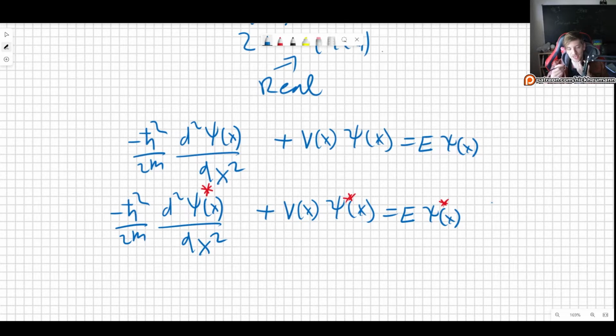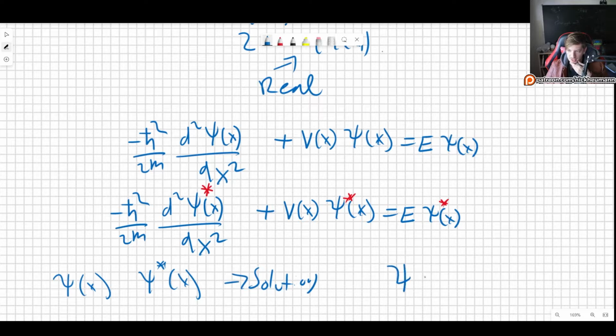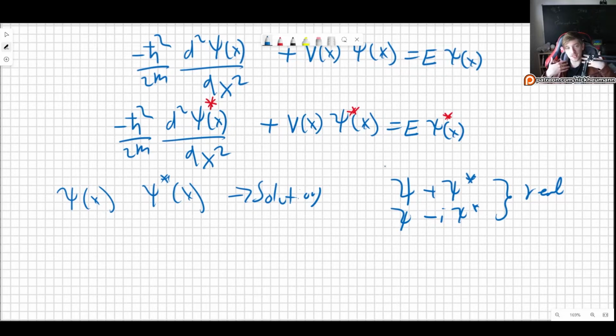So we can see that we get the exact same form of the Schrödinger equation, except that now the solution is psi conjugate. So we don't know what psi conjugate is, but clearly if psi of x is a solution, so is psi conjugate. So now that we know that psi of x and psi conjugate of x are solutions, and we know that psi plus psi conjugate and psi minus i psi conjugate are real, all that we need to know is whether or not the sum of two solutions to the Schrödinger equation is also a solution. So that is what we now want to see.